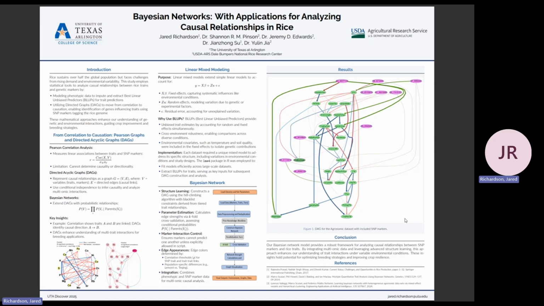This is only a small subset of our traits, as the DAGs can get quite large, but this one here is using the agronomic traits from our rice population. Each node represents a trait or SNP marker based on colors. Arrows show directional influence, and then edge colors show correlation strength and population-specific variation. For instance, relationships may look different in one rice variety versus the other. But essentially, this graph acts as a causal roadmap or a visual summary of how traits and genes might influence each other and be grounded in real data.